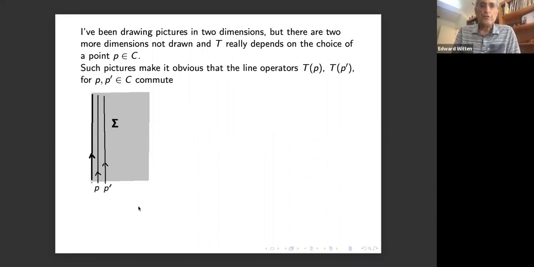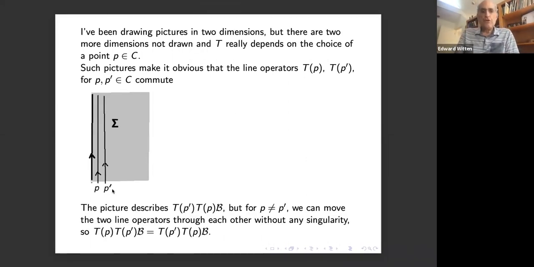So now when I draw this picture, I've now drawn 2 line operators acting on the same boundary condition. They're labeled by points P and P prime. The picture describes acting on B, the boundary object, with T of P and then with T of P prime. And the 2-dimensional picture suggests that the same multiplication in the opposite order would give a different result. But with the 2 extra dimensions, we see that for P not equal to P prime, we can move the line operators through each other with no singularity because they would not be meeting in C. And therefore, line operators of this type commute in acting on boundary conditions.